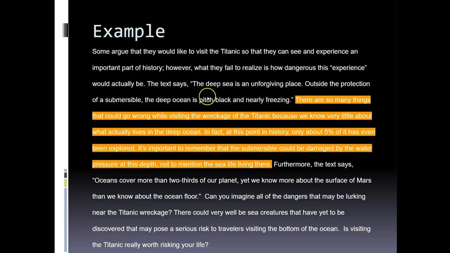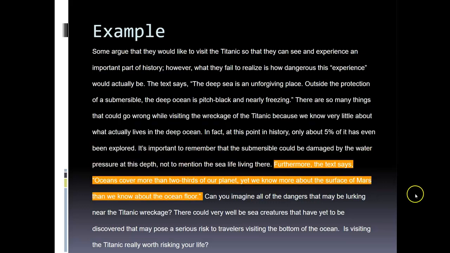So remember, in their E1, it said that the deep sea is an unforgiving place. And so now this person is explaining why it would be so dangerous to visit the deep ocean. It's important to remember that the submersible could be damaged by the water pressure at this depth, not to mention the sea life living there. Now we have an internal transition. Remember, that is just a word that's going to help our audience move from our first E1 and E2 to our second E1 and E2. This person used the transition furthermore. And now they're going to provide another piece of evidence that proves that visiting the Titanic would be extremely dangerous.